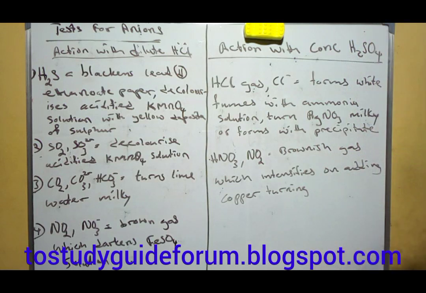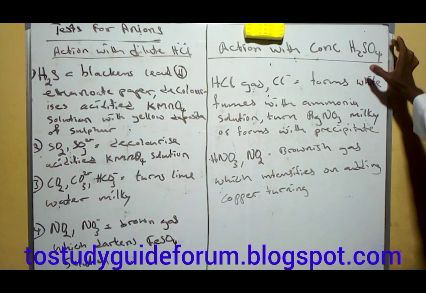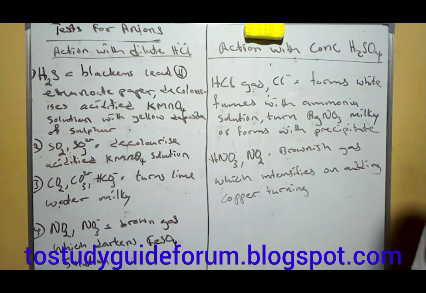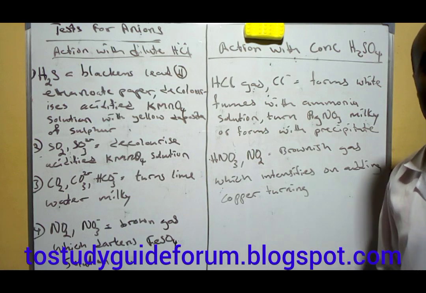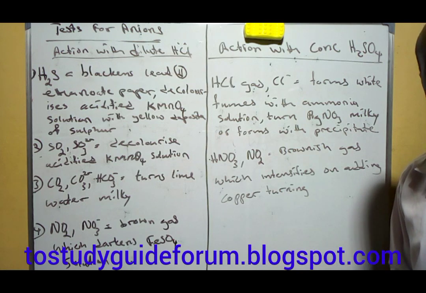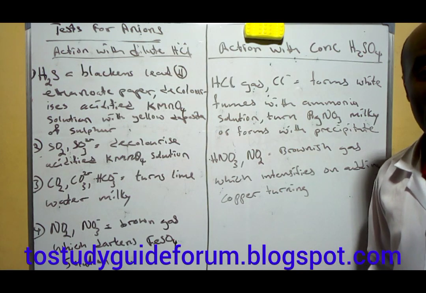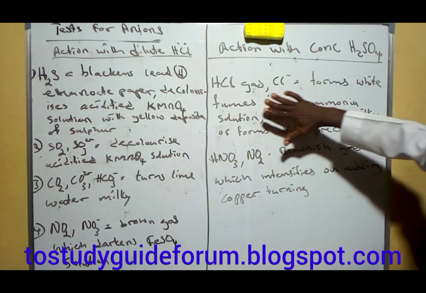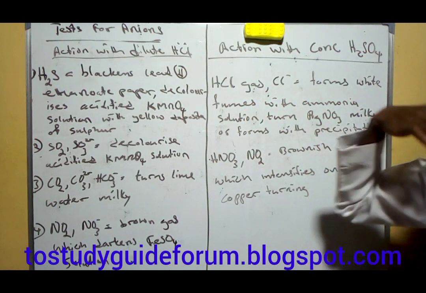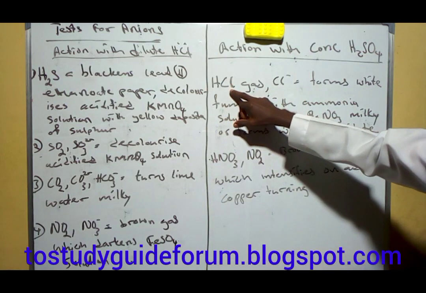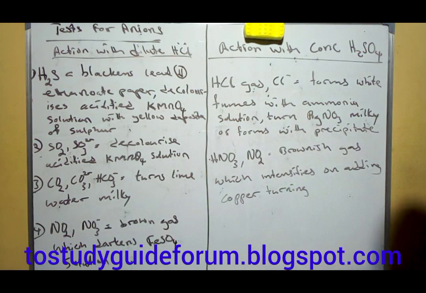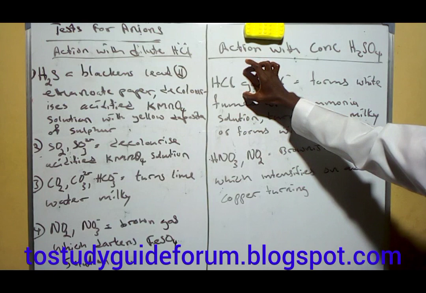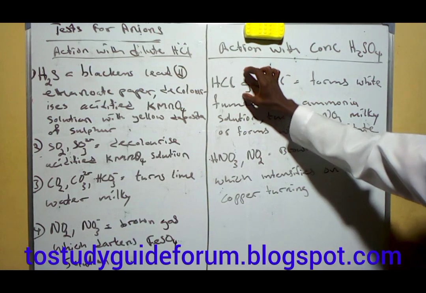So that's how you can identify this gas. The next one we're going to look at is the action with concentrated tetraoxosulfuric acid. Most volatile acids are always liberated when concentrated tetraoxosulfuric acid is heated with their salts or their compounds. For example, when concentrated tetraoxosulfuric acid is heated with any chloride, hydrogen chloride gas is released.